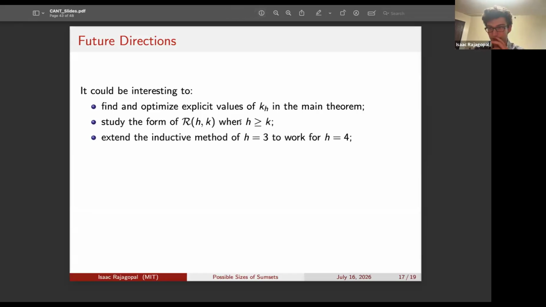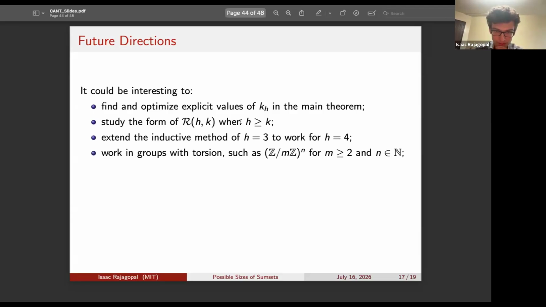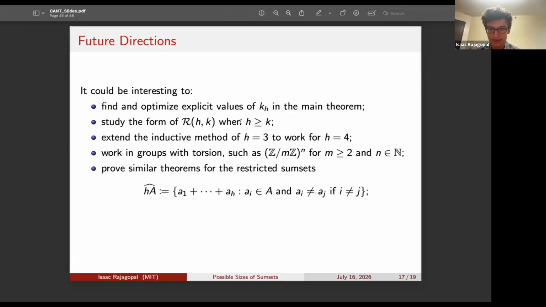You can try to extend the h equals 3 method to that colorful h equals 4 plot. You can work in groups with torsion, like Z mod M to the N, where you're going to have a lot of different structure. My work should hold for any infinite torsion-free abelian group, but there's a lot more structure in groups with torsion, which makes this complicated. Another thing is you can work with restricted sumsets. Here we're looking at sums of h elements where we are assuming that a_i is different from a_j if i is not equal to j.